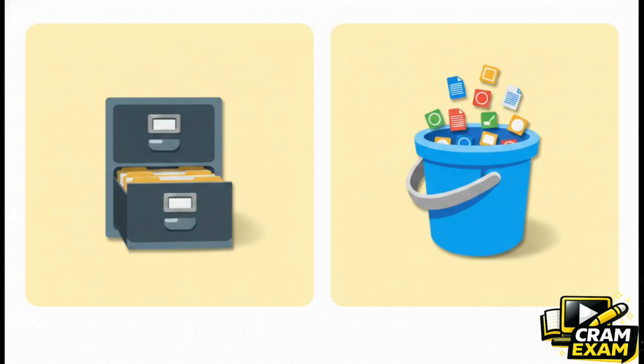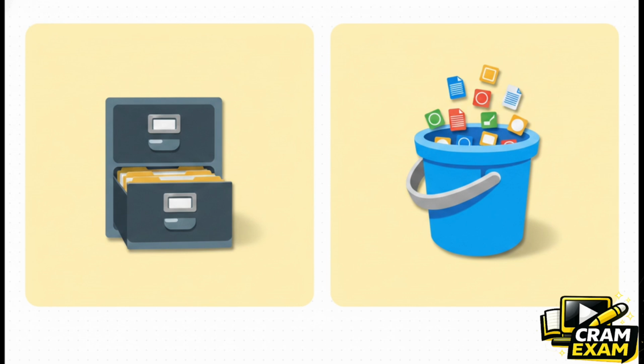Let's get this straight right off the bat. Amazon S3 is not a file system. You can't install an operating system on it, and you definitely can't mount it like a traditional drive. It's an object store. In a normal file system, data lives in a strict physical hierarchy. You've got main directories nested inside other directories, kind of like a giant filing cabinet. But in S3, it's a completely flat namespace architecture.